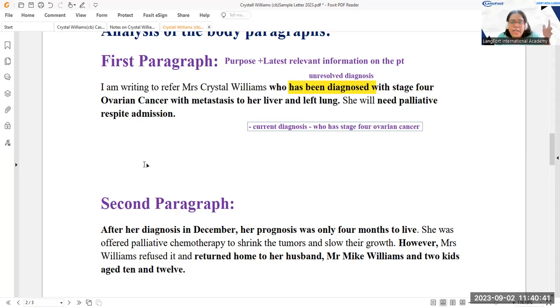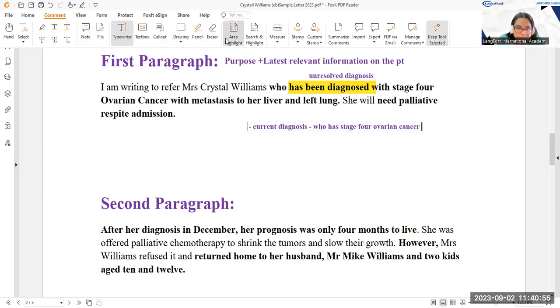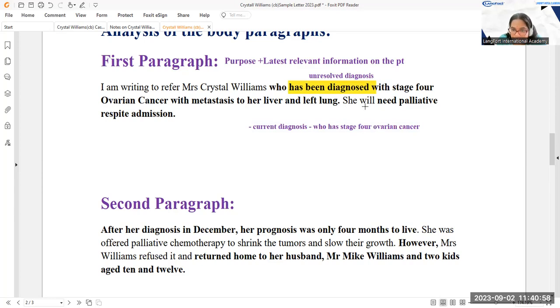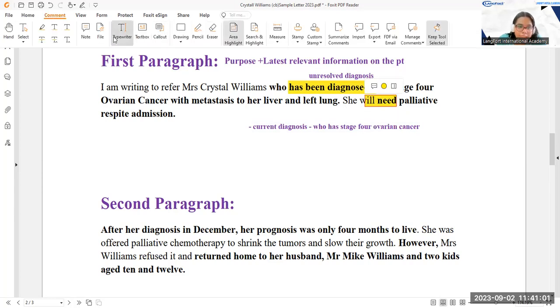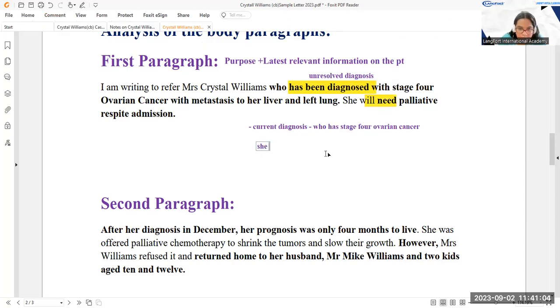And if you're like, ma'am, it's too confusing, I don't want to use it, I want to say right now the patient has this problem, then you can convey it as a current diagnosis using "who has" what. Then, "she will need palliative respite admission". If you don't like "will need", you can use "she needs" or "she requires". That is also fine. Okay, Preeta, Jose, Smita, are you clear with the introductory paragraph? Just go through it. Yes, ma'am, clear, ma'am.